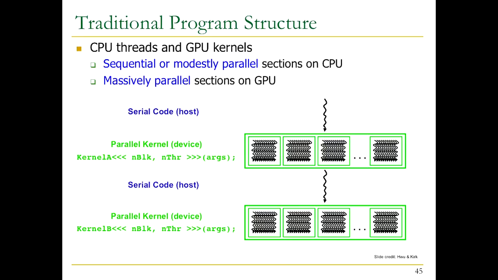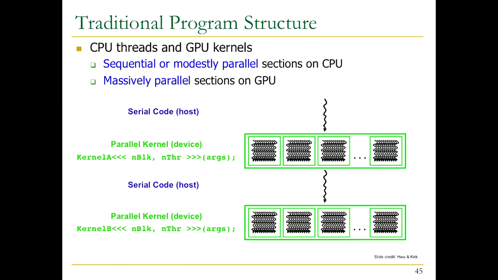This is going to be the traditional program structure. Any application might have sequential, non-parallelizable parts of the code, or modestly parallel parts of the code that maybe we can run on a multi-core processor using 2 or 4 CPU threads. But this is not worth offloading to the GPU, of course. And then we are going to have massively parallel sections that we want to execute on the GPU. So the traditional program structure can be something similar to what you see in the slide.